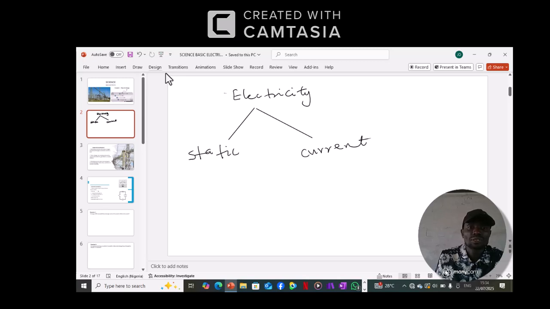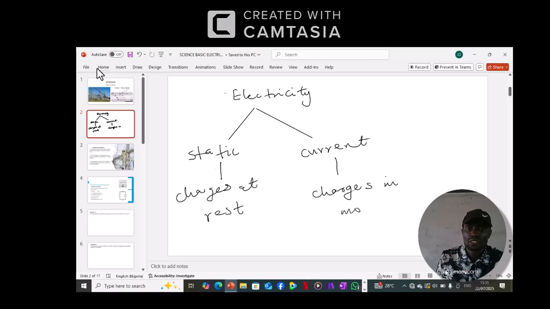So what is static electricity? This one is just the study of charges at rest. So charge built up on the surface of materials, but they are not moving. So static is charge at rest. Then what of current electricity? Charges in motion.